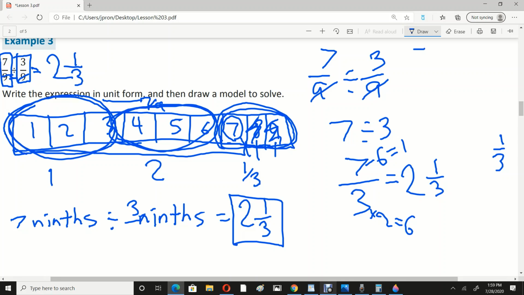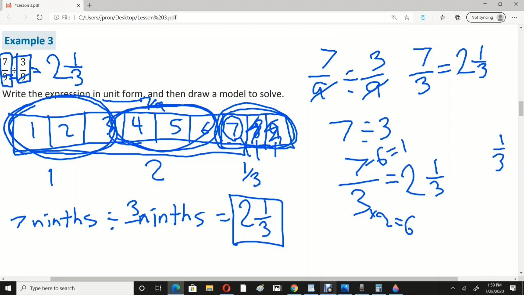You may have had teachers in the past that when you have an improper fraction like this where the numerator is bigger than the denominator, they would request that you turn this into a mixed number. They would rather see this as 2 and 1/3. Now what I'm telling you is that I will accept either one of these. 7/3 is equal to 2 and 1/3. So if you want to save yourself a step, in Mr. Shaheen's class, I will accept 7/3 rather than 2 and 1/3.